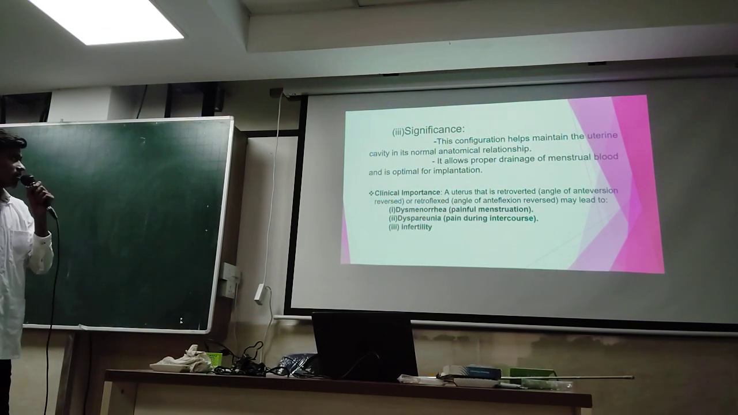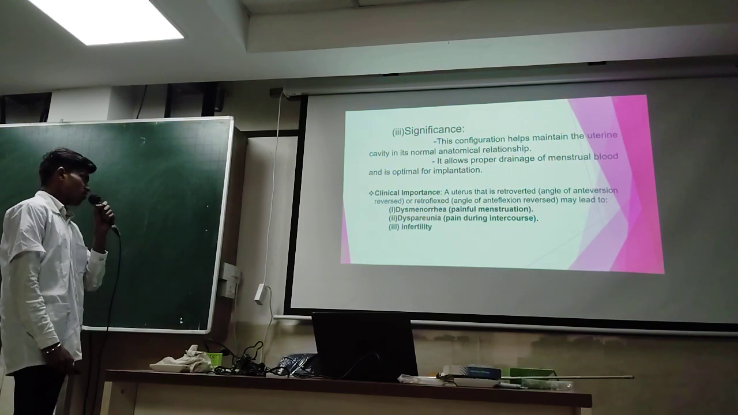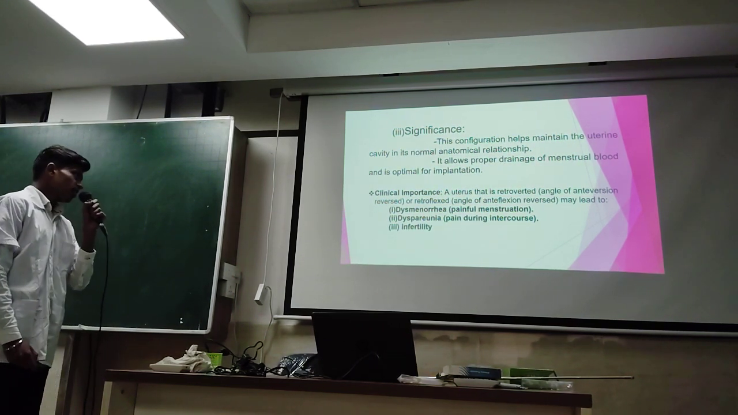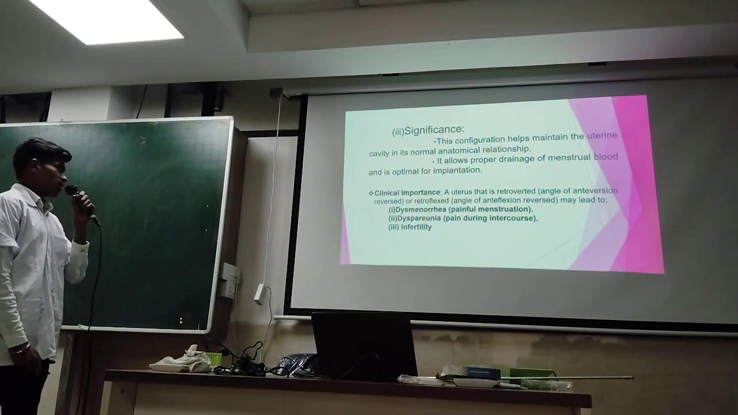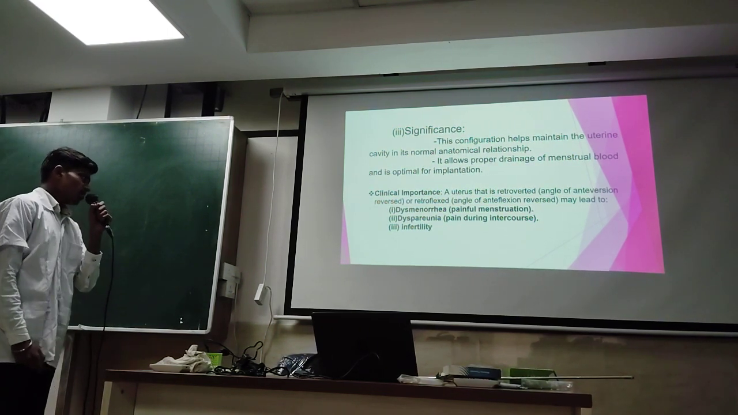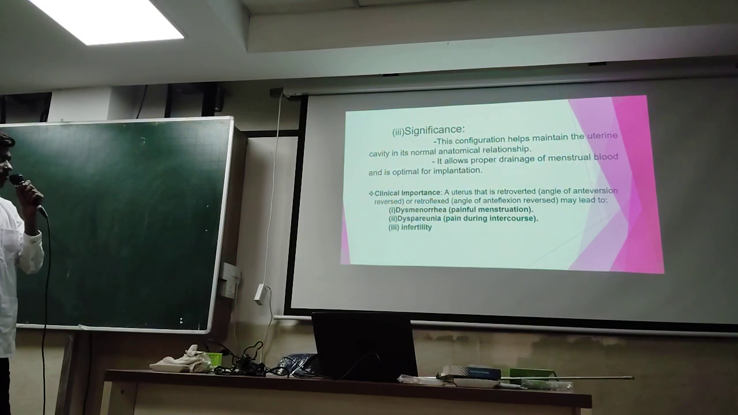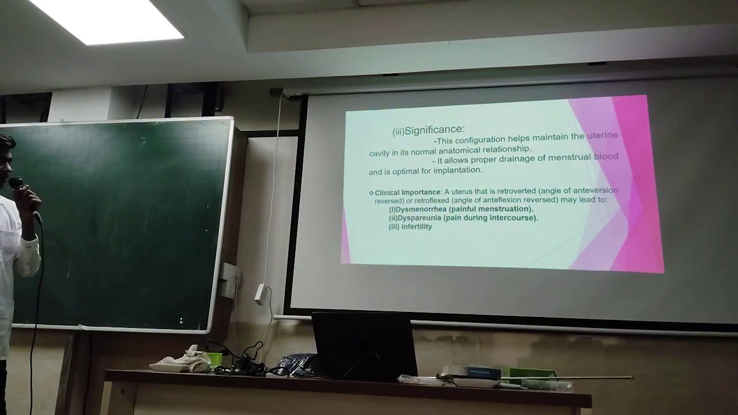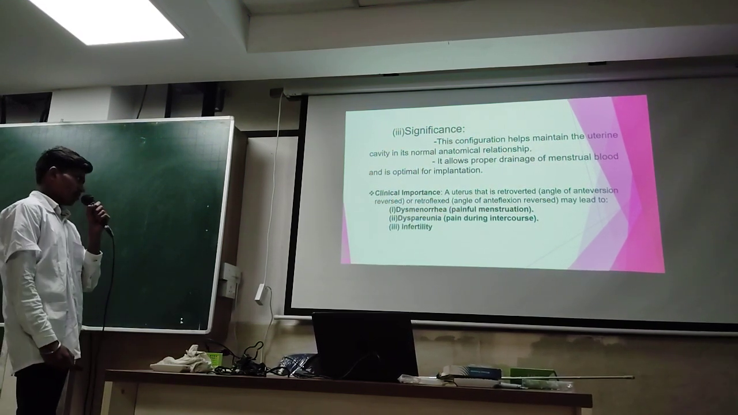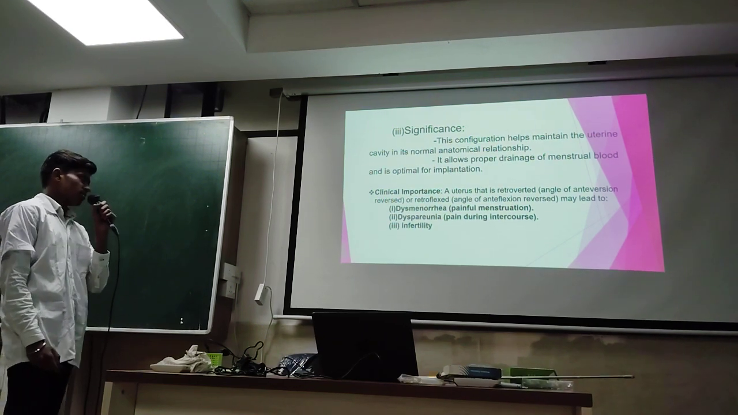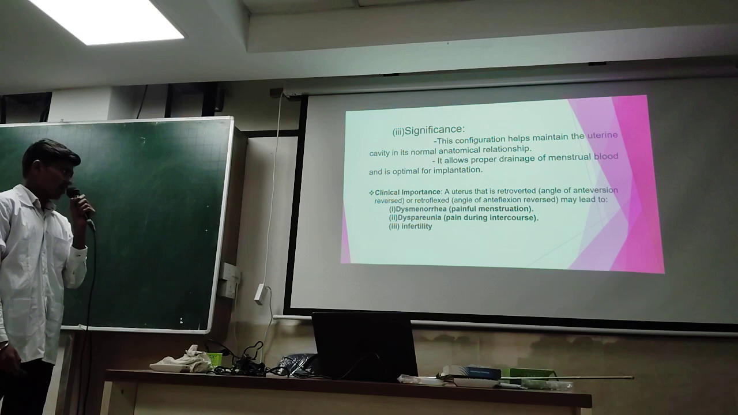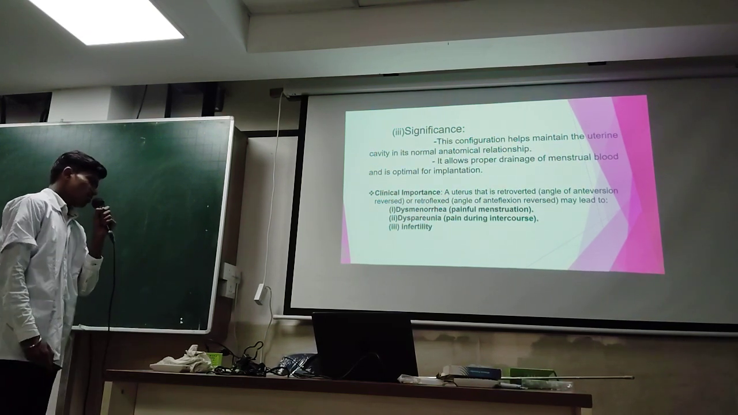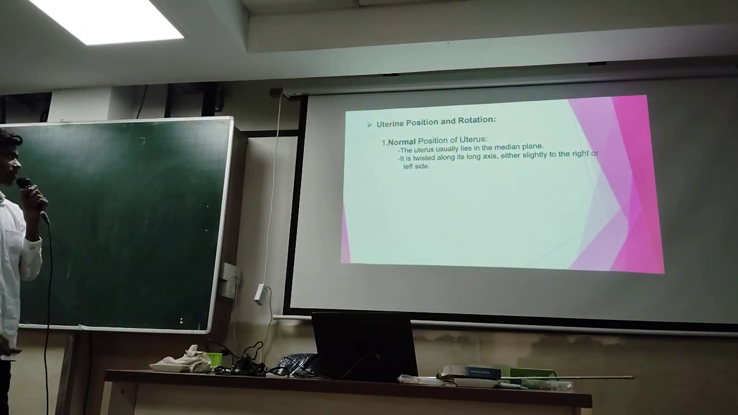Significance: this configuration helps in maintaining the uterine cavity in its normal anatomical relationship. It allows proper drainage of menstrual blood and is optimal for implantation. Clinical importance: a uterus that is retroverted, that means the angle of anteversion is reversed, or retroflexed, that means the angle of antiflexion is reversed, may lead to dysmenorrhea, painful menstruation, dyspareunia, that means pain during intercourse, or infertility.